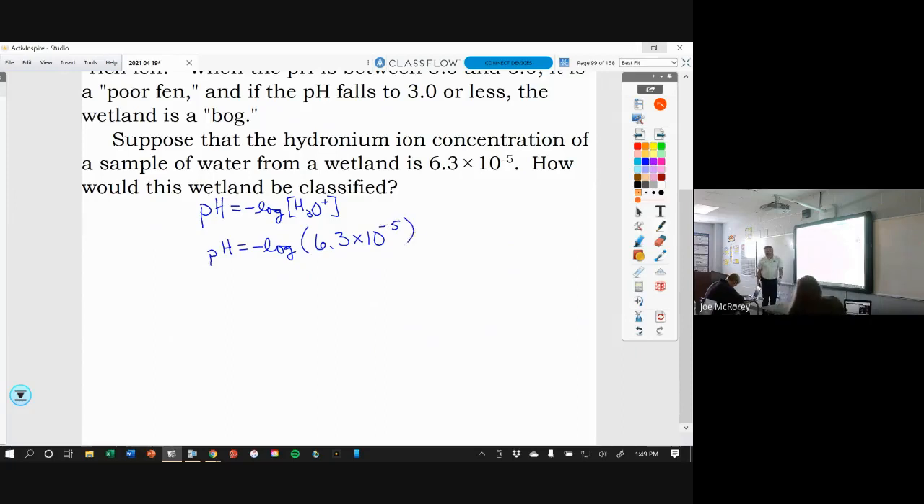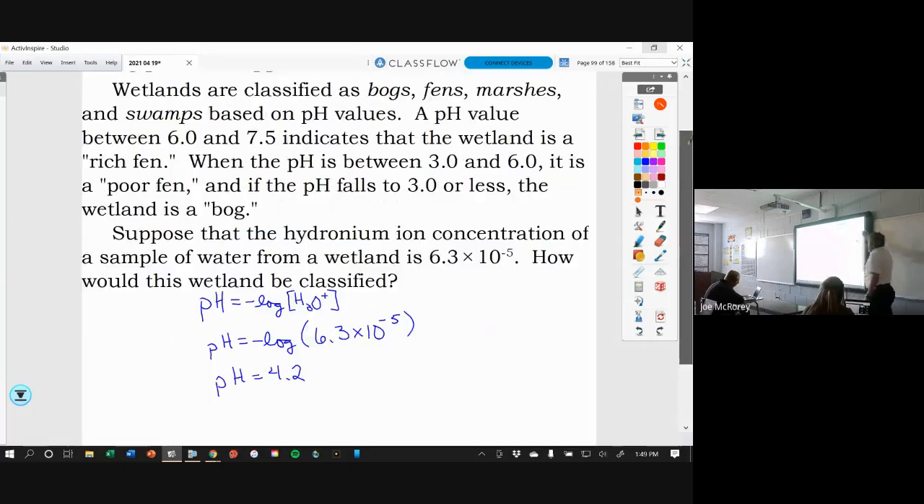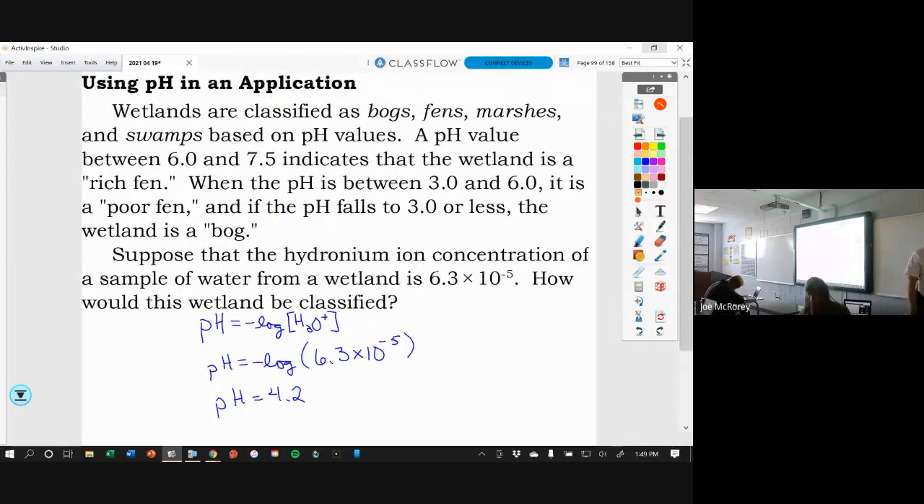Type that in your calculator. Negative log of 6.3 e negative 5. 4.2. Is that the answer to our question? No. The question doesn't ask what's the pH. The question asks, how would you classify this wetland? 4.2 is in between 3 and 6. It is a bog.